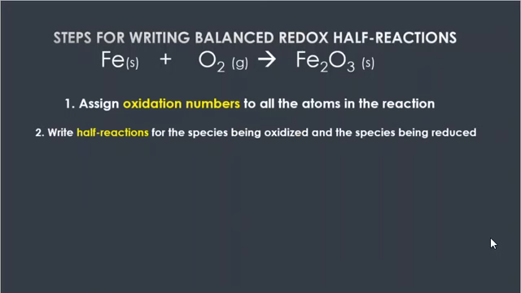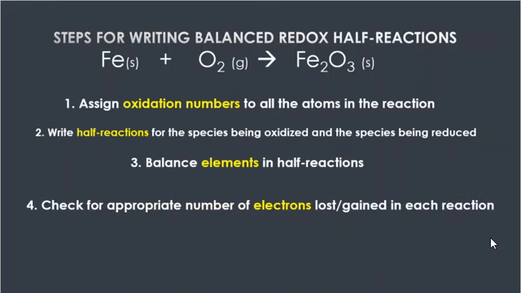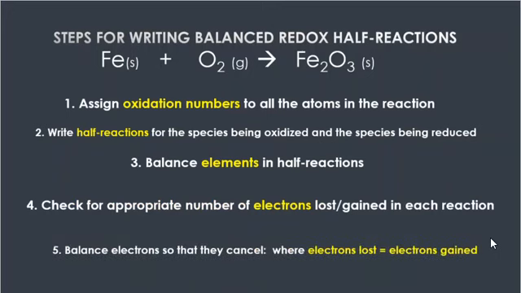Once we do that, we will write half reactions for the species being oxidized and the species being reduced. Afterward, we'll make sure to balance the elements in the half reactions. Once we do that, we'll check to make sure the appropriate number of electrons lost equals the number of electrons gained in the reaction. If that is not the case, we'll make sure to balance the electrons so that they cancel, or where the electrons lost equal the electrons gained.